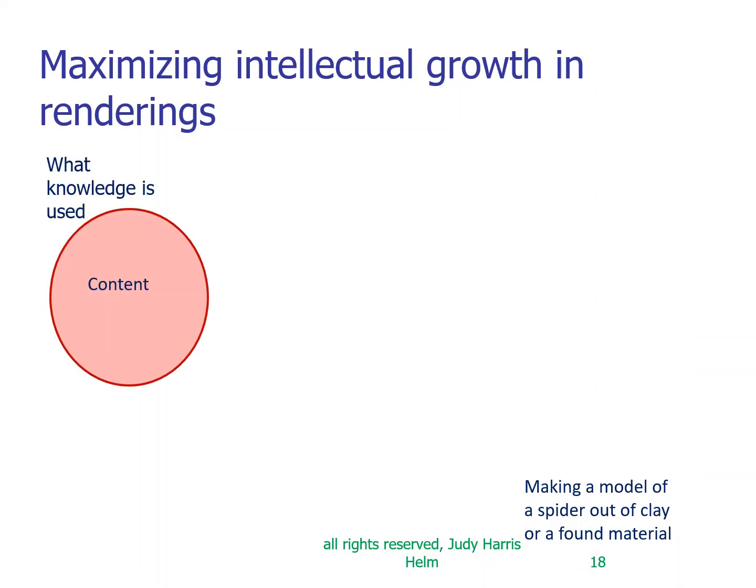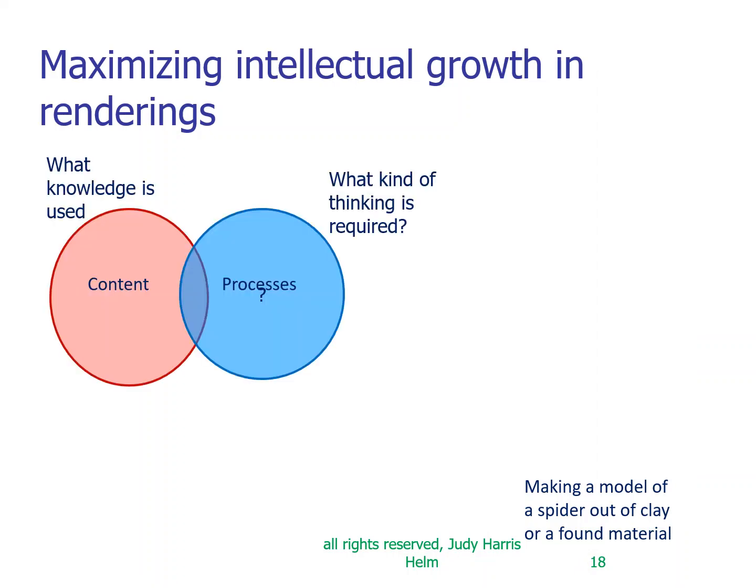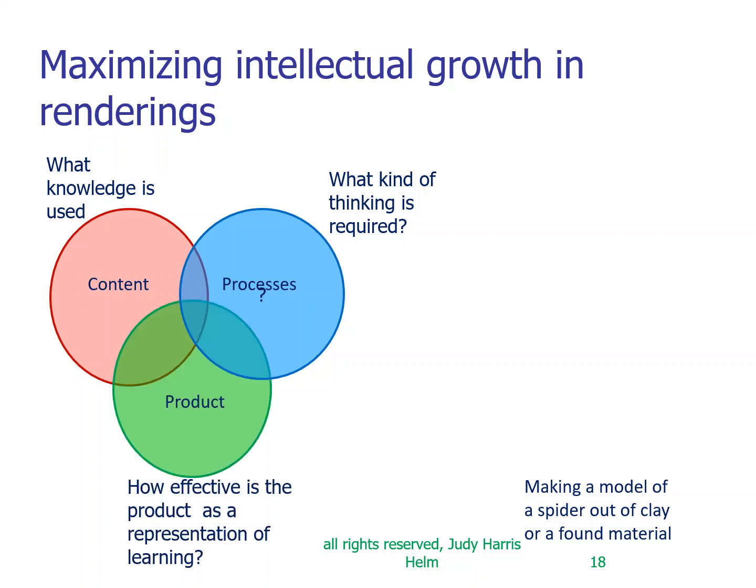So we want to remember that we want to maximize intellectual growth in the renderings. What knowledge is used? So the content, right? The content of whatever project topic it is. What kind of thinking is required? So do they need to plan out the materials? Do they need to plan how they're going to put them together? Do they need to sketch it out first? Do they talk about that and discuss it? And then the product. How effective is the product as a representation of learning?